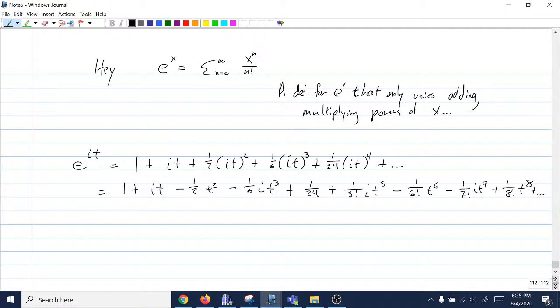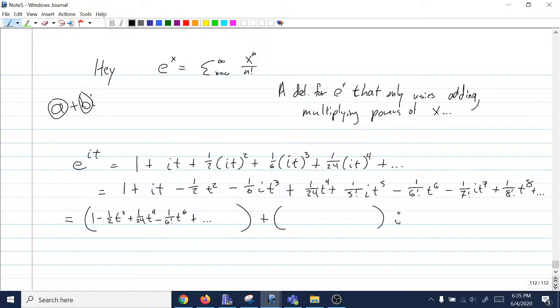How do I understand what this number is? Well, the thing you do when you're talking about complex numbers is every complex number is a real number plus an imaginary part. You group the i's together and you group the real parts together. If I group just the real parts of this together, I get 1 minus half t squared, plus 1 over 24 t to the 4 minus 1 over 6 factorial t to the 6 plus ... I forgot to write the t to the 4 here.